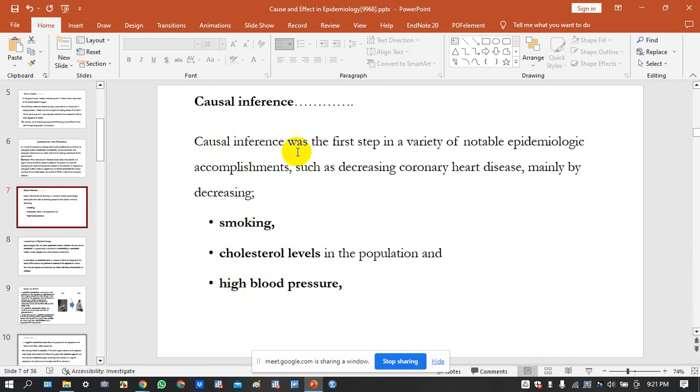So we can say that causal inference was the first step in a variety of notable epidemiologic accomplishments, such as decreasing coronary heart disease, mainly by decreasing smoking, cholesterol levels, and high blood pressure. So we say that smoking and cholesterol and high blood pressure lead to what? Or smoking and cholesterol lead to high blood pressure.